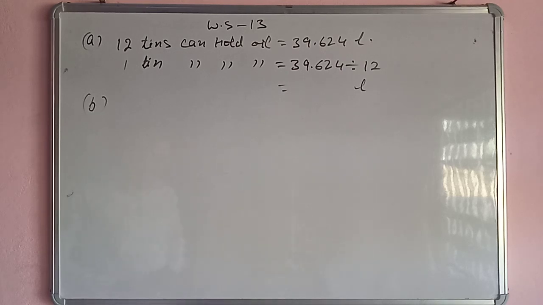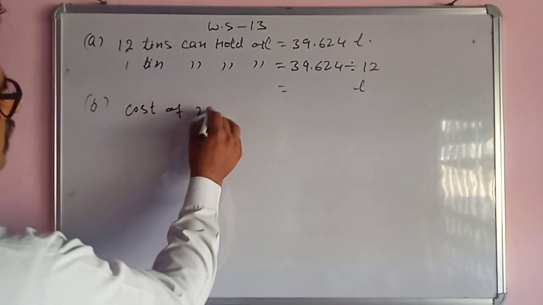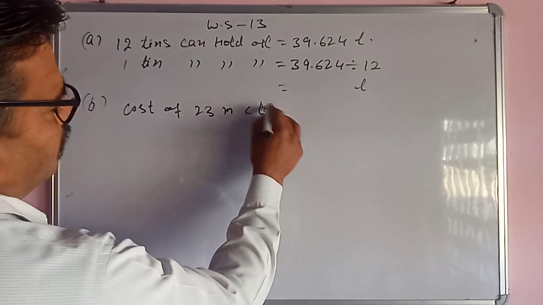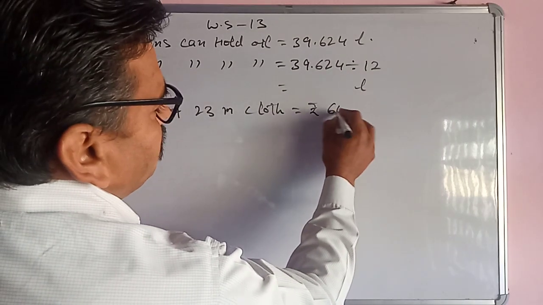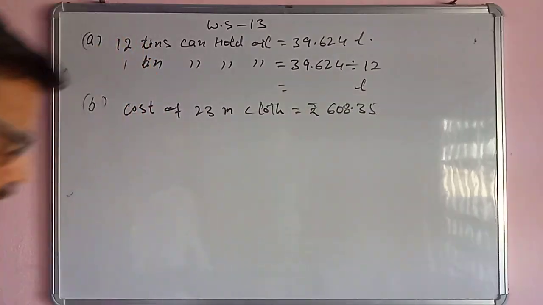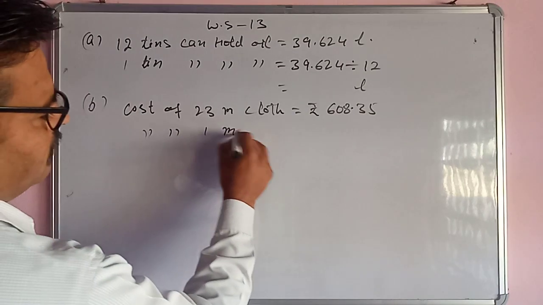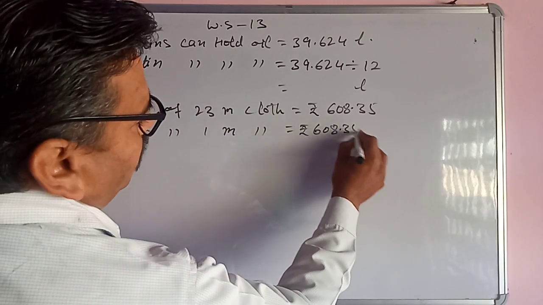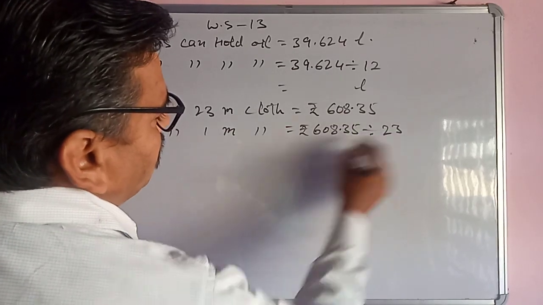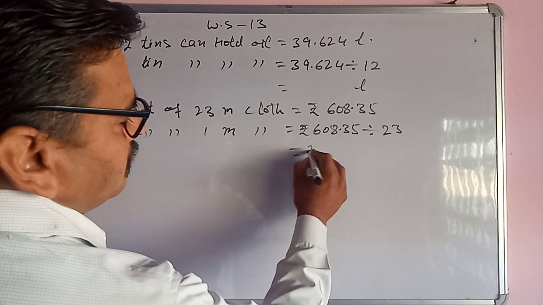So again, the cost of 23 meter cloth is 608 rupees 35 paise. We are going to find the cost of 1 meter cloth. So the cost of 1 meter cloth is equal to rupees 608.35 divided by 23. When we divide 608.35 by 23, we will get the answer.